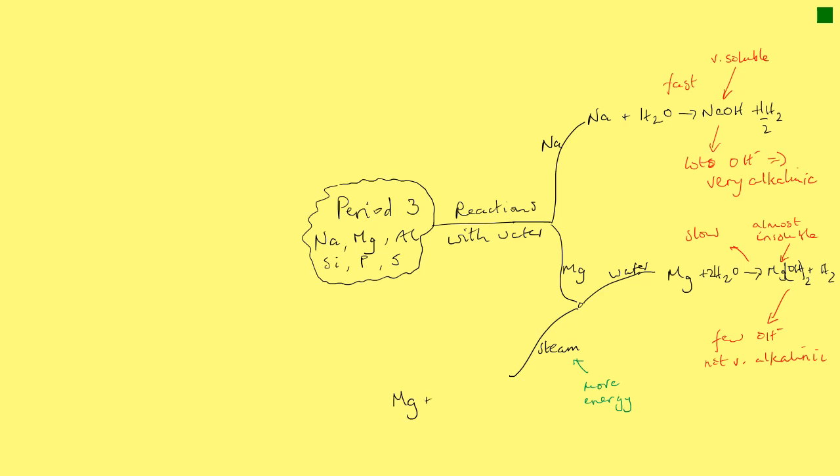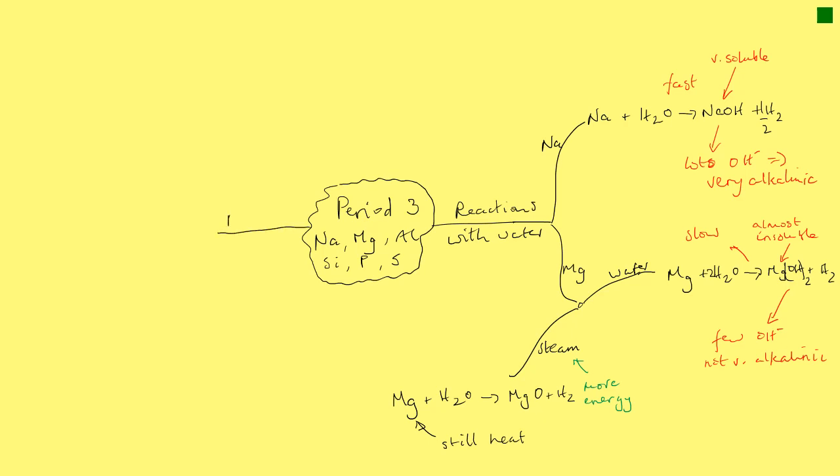So you get magnesium plus water, giving you magnesium oxide this time. So you get magnesium oxide and hydrogen. But you still have to heat the magnesium to make it work, to provide the rest of the activation energy. So that's the reactions with water and steam of the two that do react, which are sodium and magnesium. Let's now look at the reactions with oxygen.